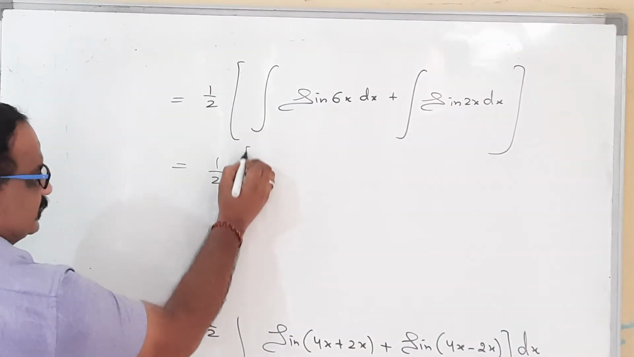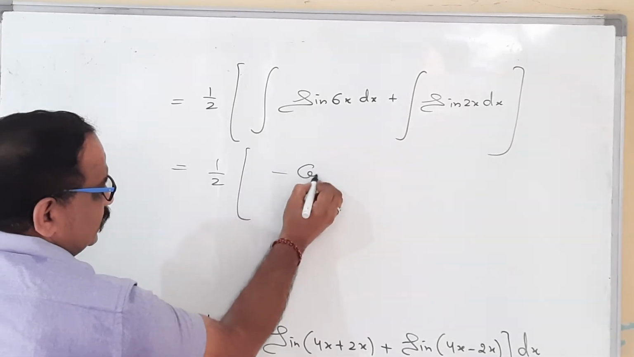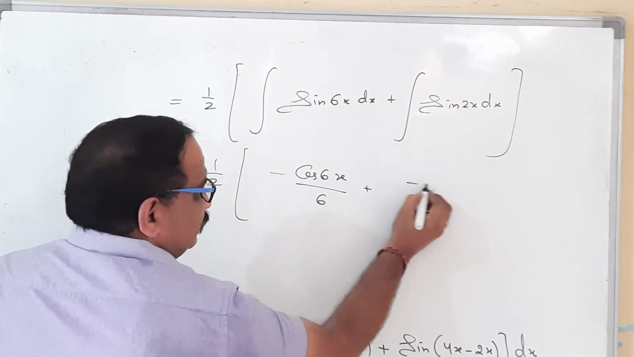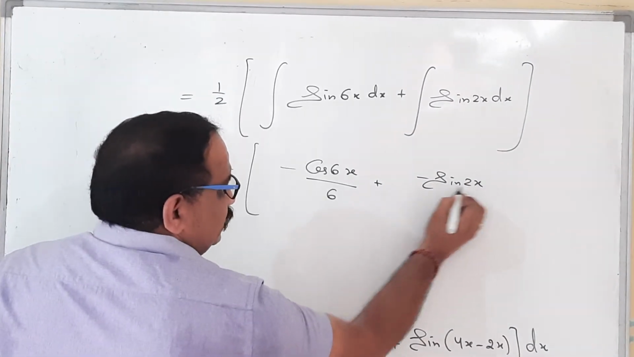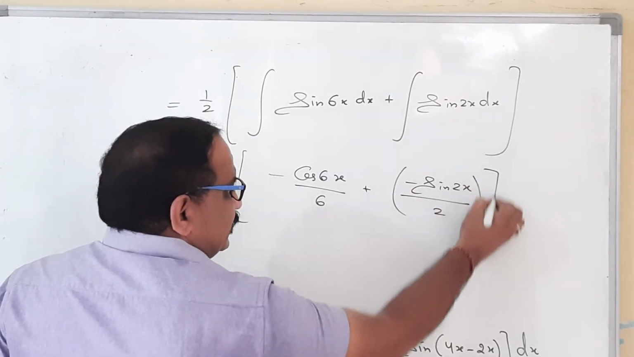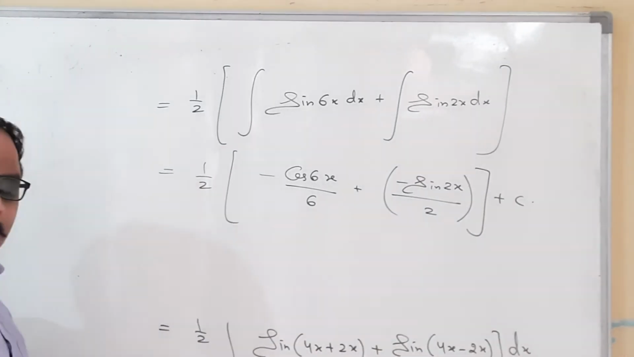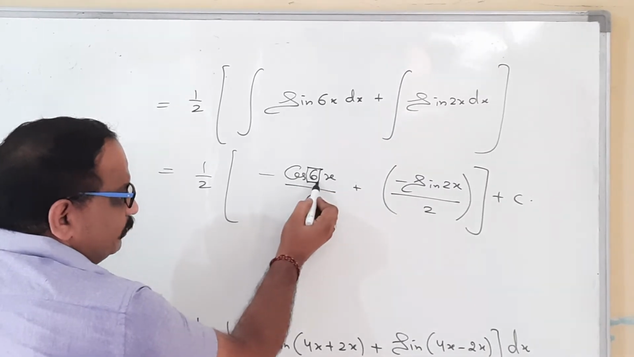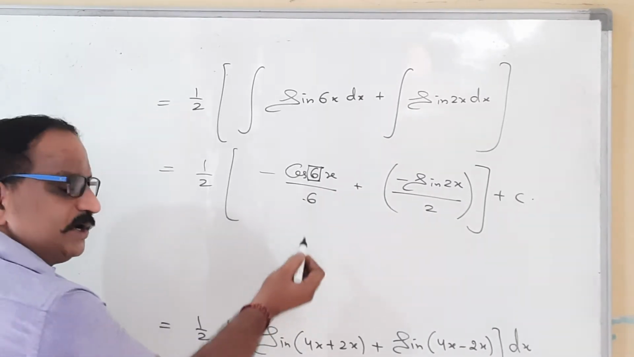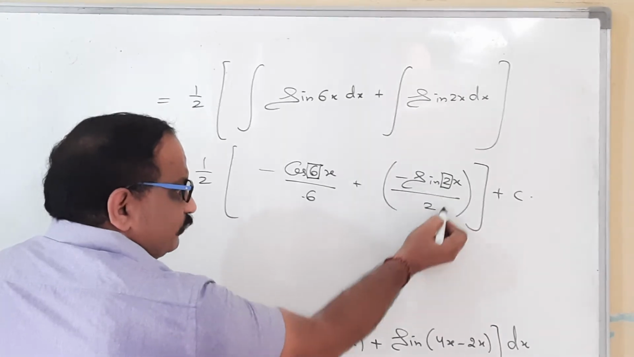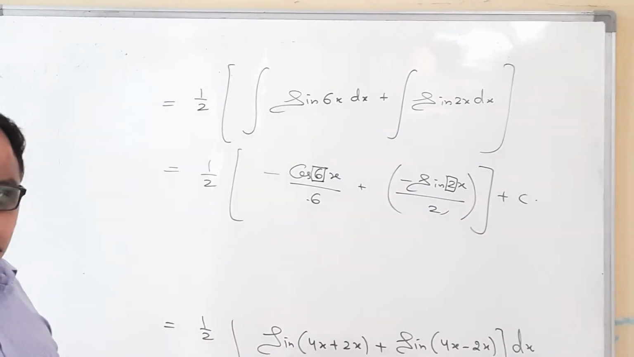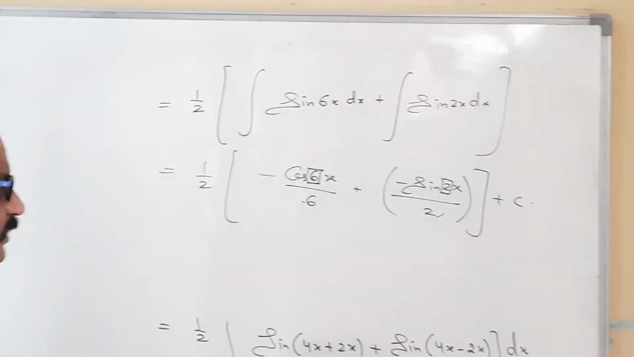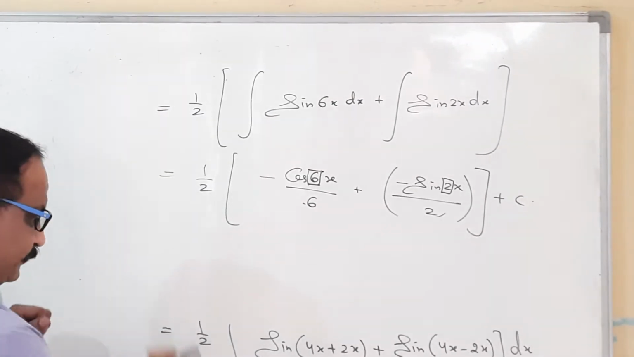So half is still there. The integration of sine 6x comes to us as minus cos 6x upon 6. Similarly, the integration of the other part is minus cos 2x upon 2, plus C. One thing again I am reminding you: the coefficient of x should be divided while we are doing the integration. We have to keep that in mind and our job will be fulfilled. So when the product of sine and cos comes, we should do it like this. Fine.